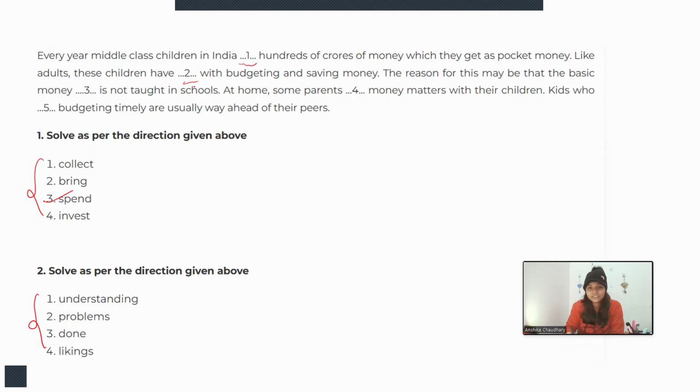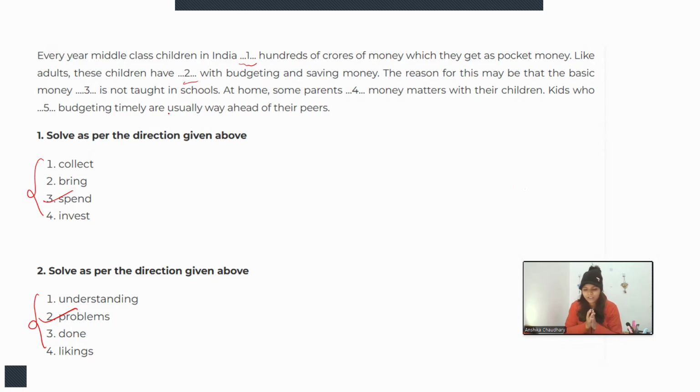Like adults, these children have problems with budgeting and saving money, right? Problems with budgeting and saving money. The reason for this may be that the basic money management is not taught in school. Why we face this problem? Because money management is never taught in our school, even in our college.